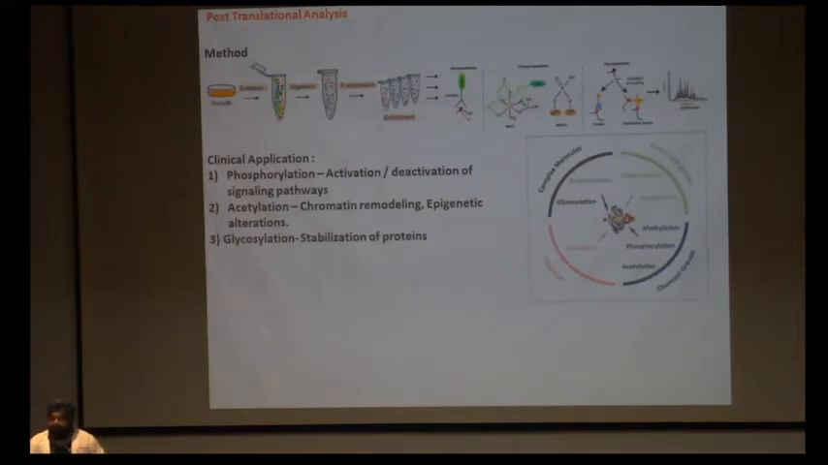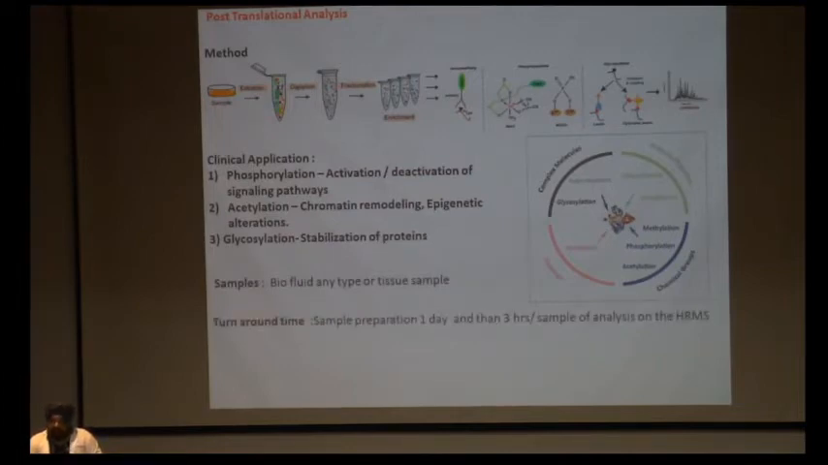The half-life of a protein depends on the glycosylation pattern of the protein. So you can determine which proteins have a higher half-life compared to those which have a lower half-life. Again, the sample types are biofluid of any type and tissue samples. The turnaround time for sample analysis is preparation 1 day and 3 hours per sample on an HRMS system. Similarly, the cost is again the same. So this work will be repeated more often.